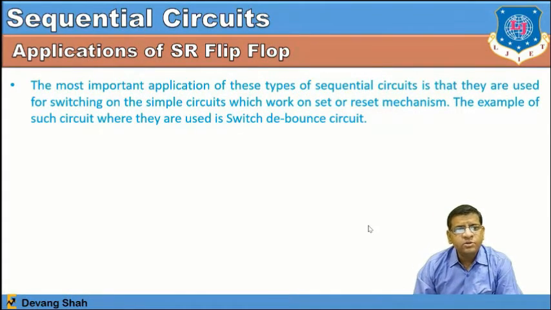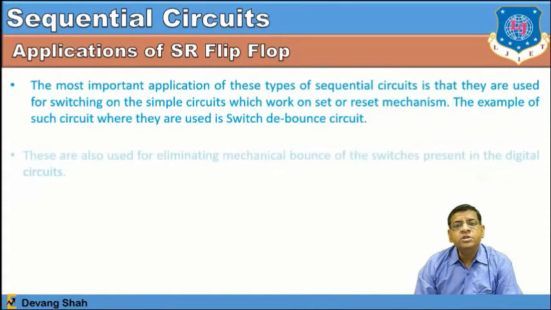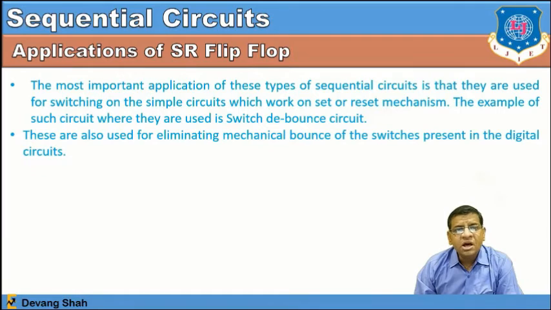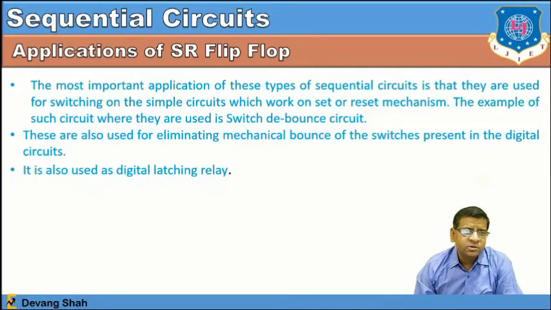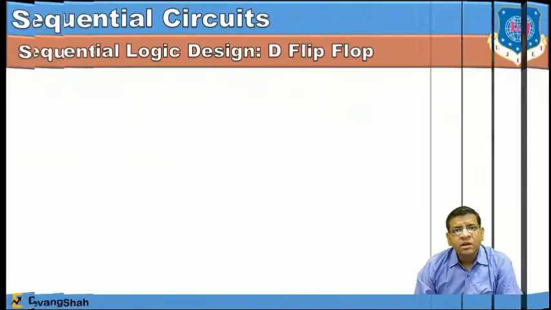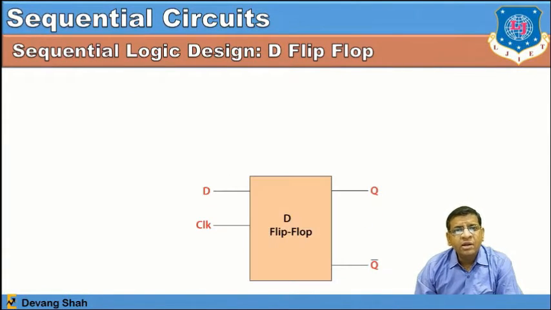The example of such a circuit where they are used is the switch debounce circuit. These are also used for eliminating the mechanical bounce of the switching present in a digital circuit. So it is also used as a digital latching delay. From that we can reconsider our SR flip-flop design in another way.